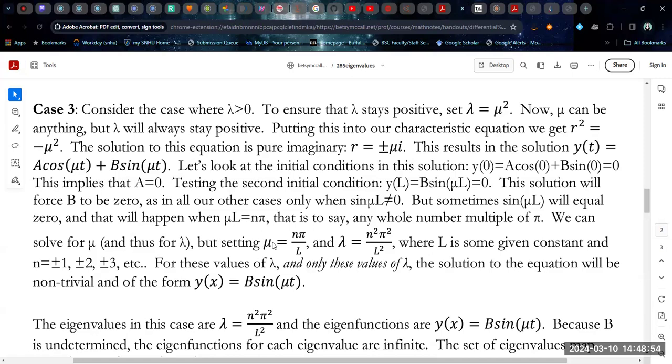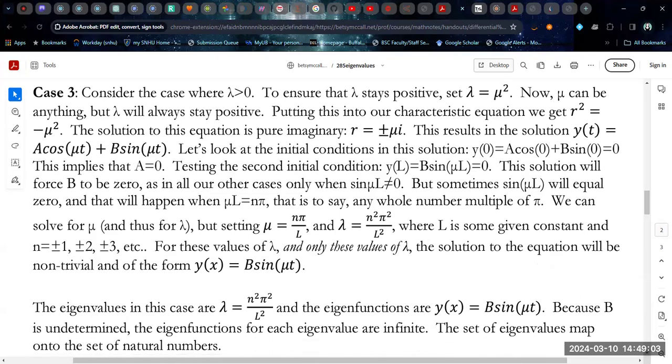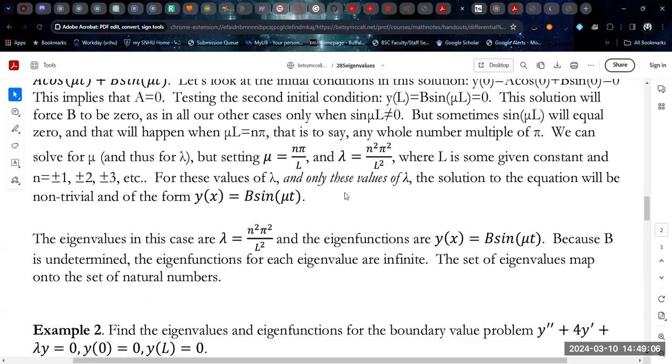And so what we end up with is that mu is equal to n pi over L, and therefore lambda is n squared pi squared over L squared. And so in this case, we will actually get a non-zero solution. We won't be able to solve for this missing constant, but we will see that our solution can satisfy this equation for certain values of lambda. And when those values of lambda are satisfied, then you will get a sine wave out of our solution.